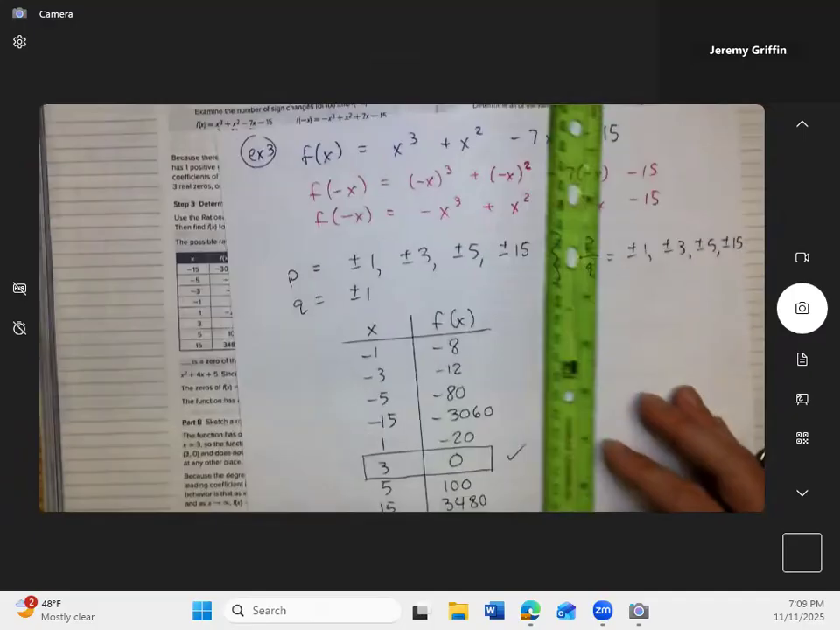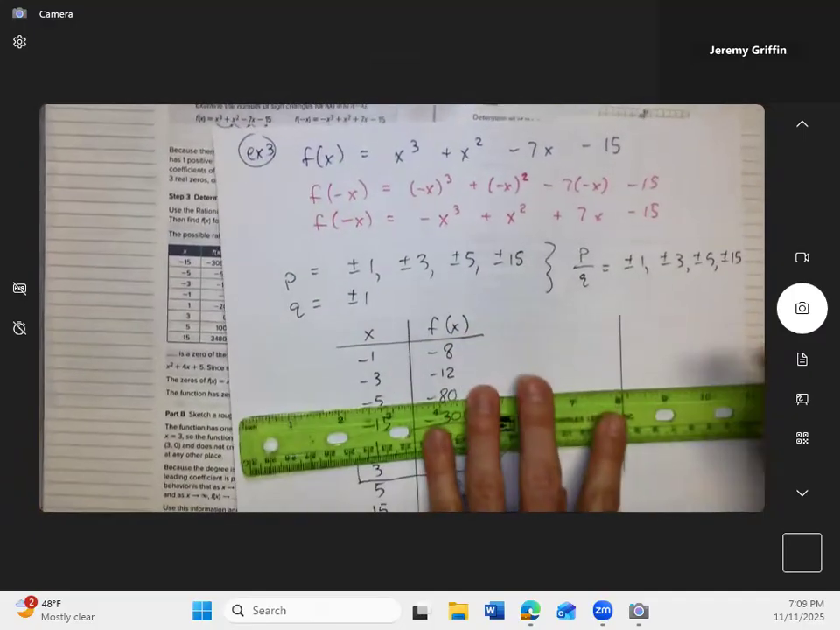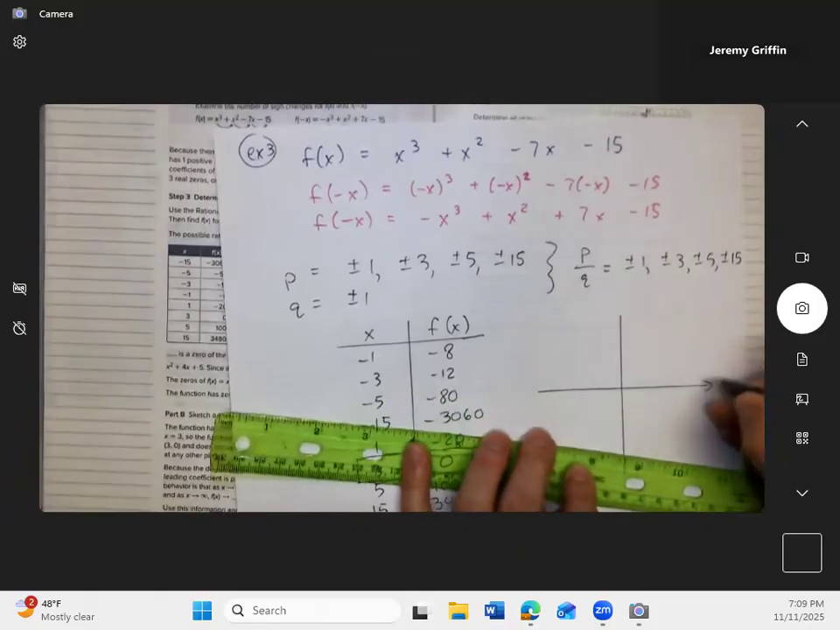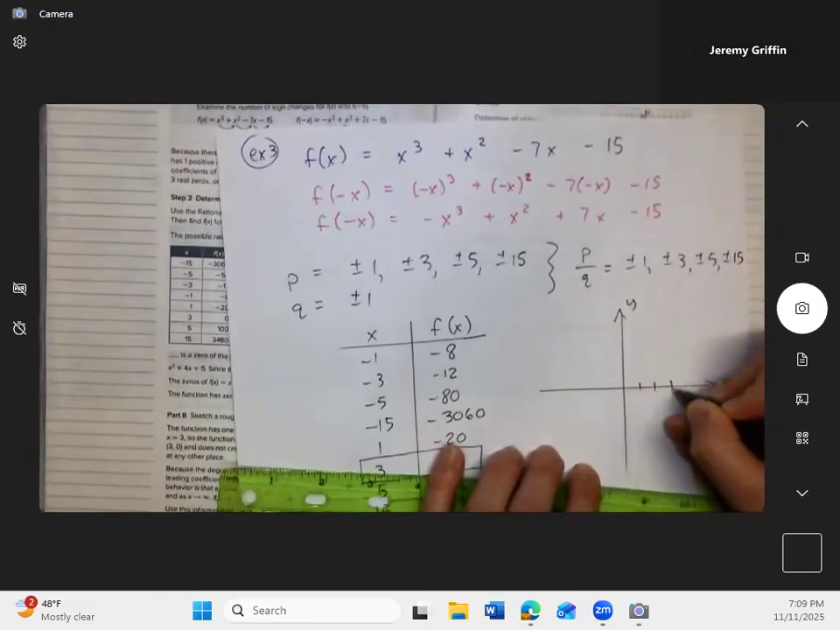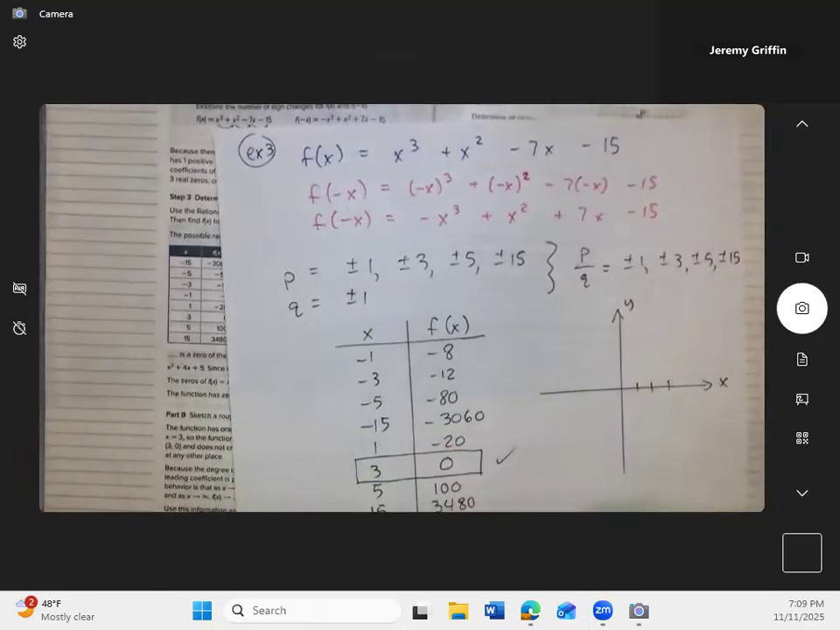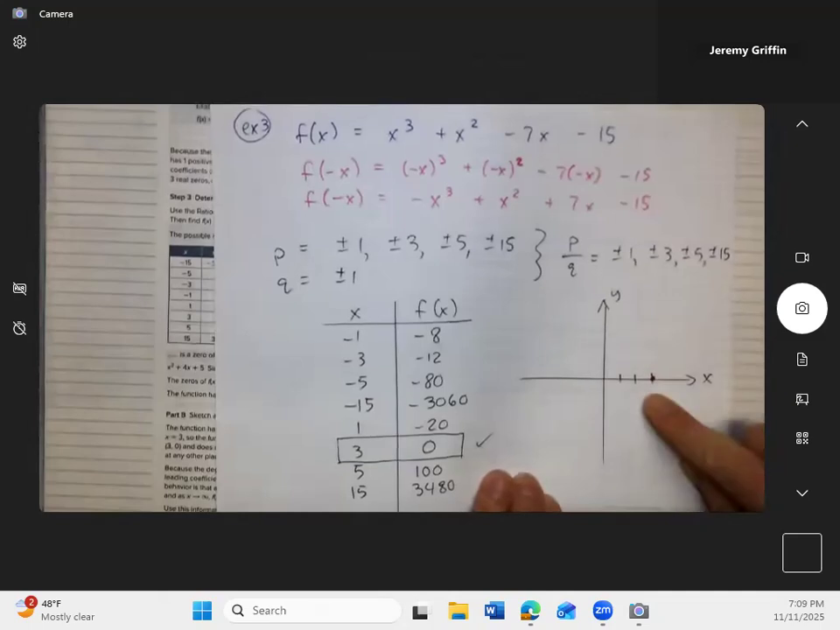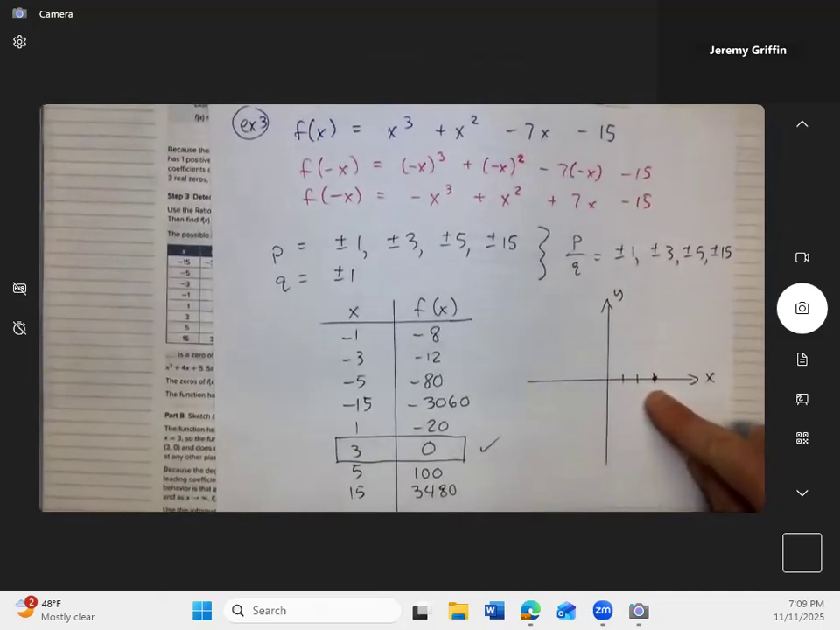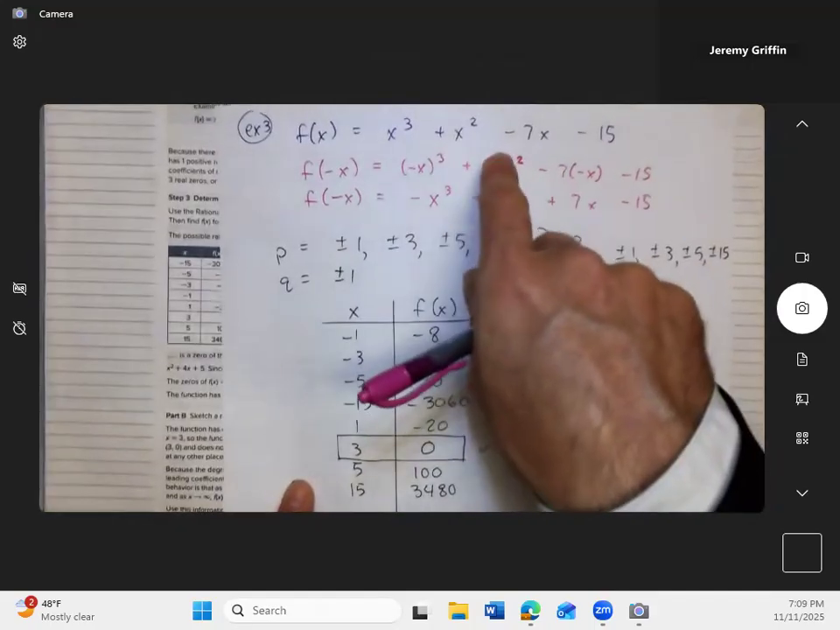And if I want to make a graph, there's some things I know about this graph, x-axis, y-axis. I know if I go over to 3, so the point 3 comma 0, there definitely is a coordinate here, and that would be a 0 in the function. I guess I could use long division, and I could factor x minus 3 out of this.